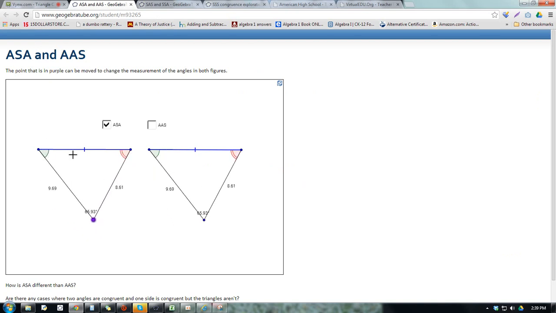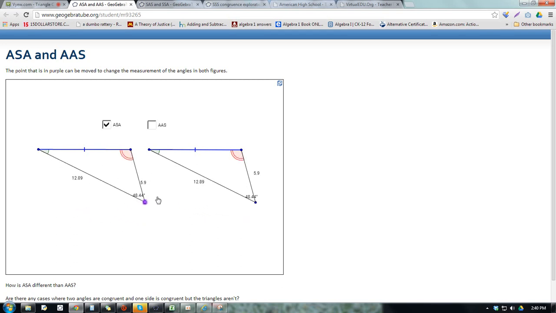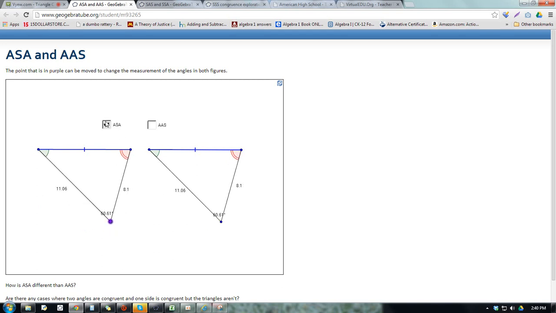The green angles are congruent to each other, the blue lines are congruent to each other, and the red angles are congruent to each other. As you can see, the angles kind of seem to be dependent on each other. So go ahead and play with that.